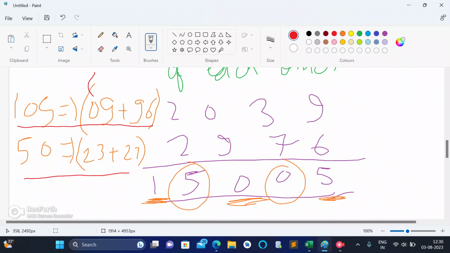If I write 105 not as 09 and 96 but as 01 and 104, I will remove this 09 and this 96, and instead I will put 01 and 104.